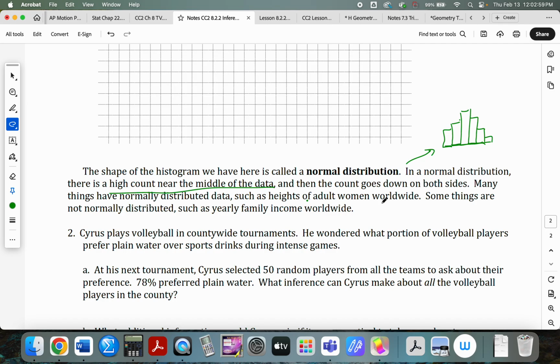Okay? There's a lot of things that have normally distributed data, such as the height of adult women worldwide. If you were to find the height of every woman in the world and you were to do a histogram, it'd be high in the middle and then it would go down. There's a lot of people that are sort of middle of the road in terms of height, and then there are fewer people that are really tall or really short, right?